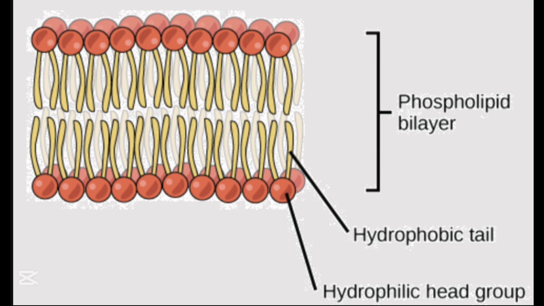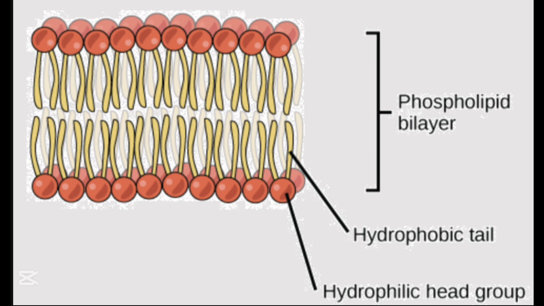Well, I guess the heads would want to be near the water, and the tails would want to stay as far away from it as possible. Exactly. They self-assemble into this amazing structure called a phospholipid bilayer. A phospholipid bilayer. The hydrophilic heads face outwards toward the watery environments inside and outside the cell, and the hydrophobic tails tuck themselves inwards away from the water, forming a kind of oily core.